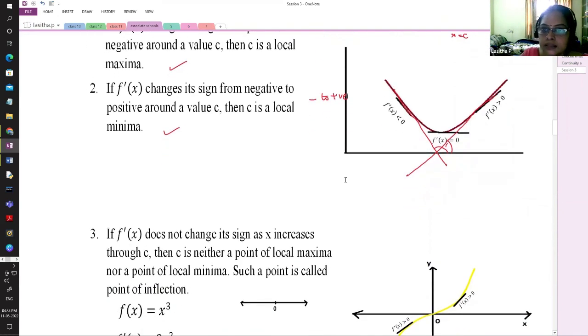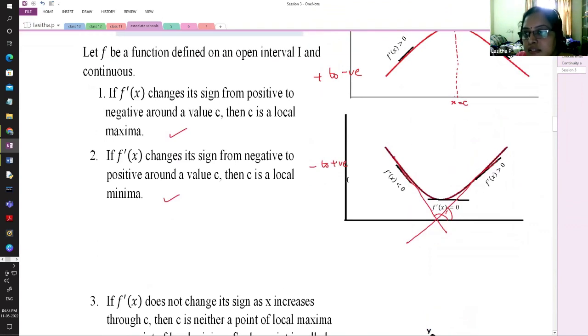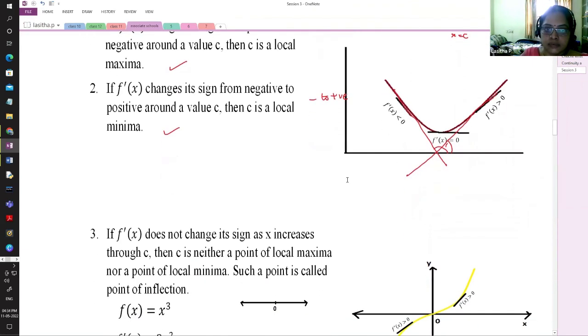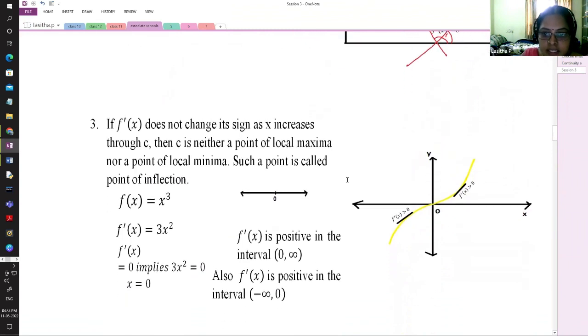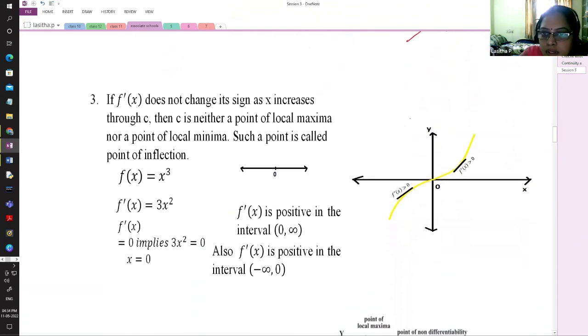Children may ask, what if the first derivative doesn't change its sign? They themselves will ask that question. The graph of y equal to x cube is one of the best examples for that. To the left side and right side of 0, we find the first derivative and equate 3x square to 0, so x equal to 0, and we get the turning point. But whether the turning point is a maximum point or a minimum point, we have to check.